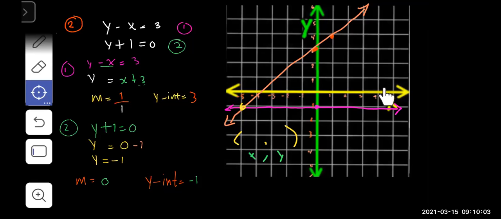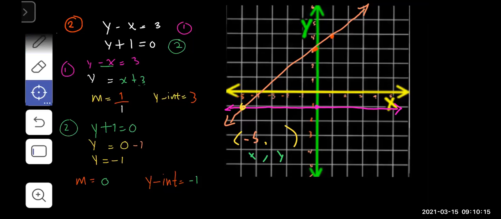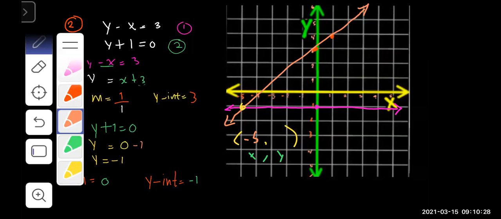This is -1, -2, -3. All this line is -4. All this line is -5, let's say. And what is the value for y? This is 0 in y, 1 in y, 2 in y, 3, 4. It's -1 in y. Let's say that that is the answer. This is the solution, -5 and -1.